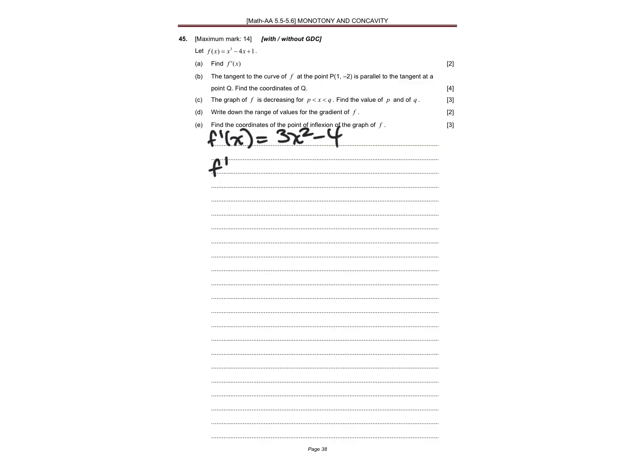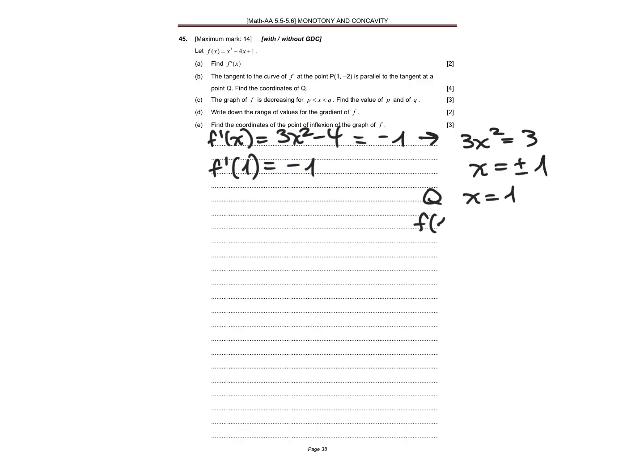So we need to find the derivative at 1 because that will give us the gradient. So that's going to be 3 minus 4, so negative 1. And then if we set that equal to negative 1, we can find the other x coordinate where it's negative 1. So 3x squared equals 3, x equals plus or minus 1. So x equals 1 is going to be the x coordinate of Q. And if we sub that back in to the original function, we're going to have 1 minus 4 plus 1. So negative 2. So that's the point Q.